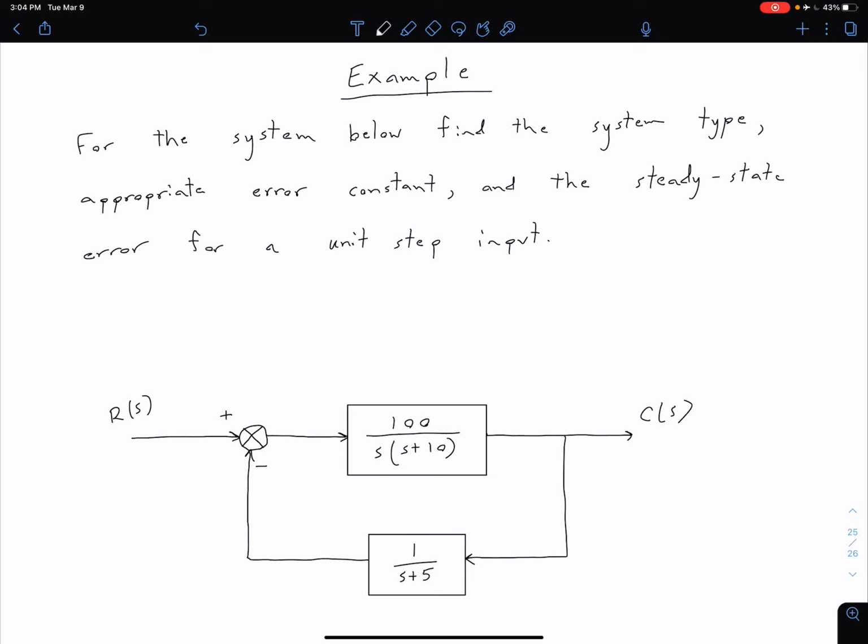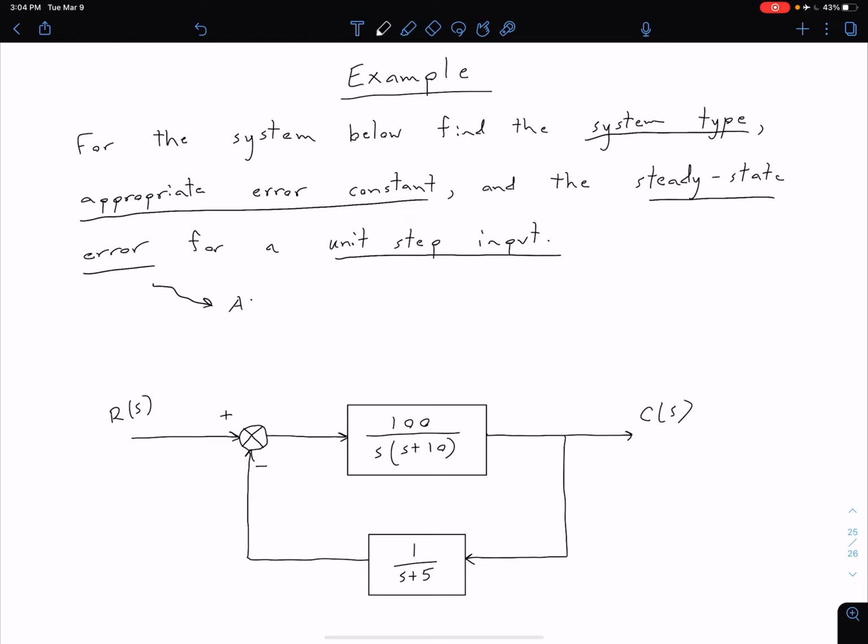Let's take a look at another example. In this example, we're considering the system shown below, and we want to find several things. We want to find the system type, the appropriate error constant, and the steady state error, all for a unit step input. Because we're told that we want to find the steady state error, we're going to assume that our input and output have the same units. So assume R(s) and C(s) have the same units.